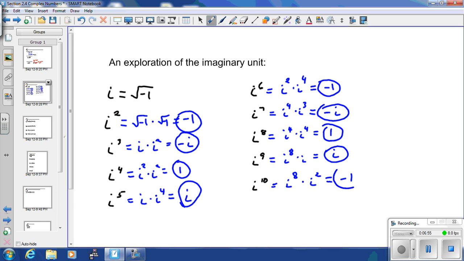So the pattern, if we're looking for it here, we started out with I in the first one. Then we had negative 1, negative I, 1, and then we were right back to I again. And that pattern repeats itself: I, negative 1, negative I, positive 1. So every 4 powers, it's going to repeat itself perpetually. If we keep on going, we'll see this pattern repeat over and over. So that's a little bit about the powers of I.